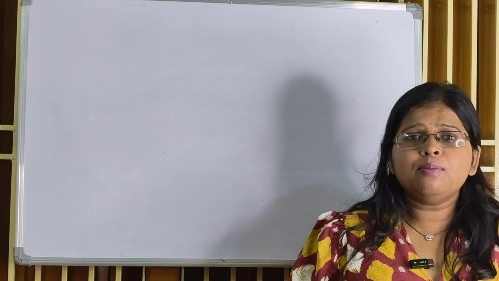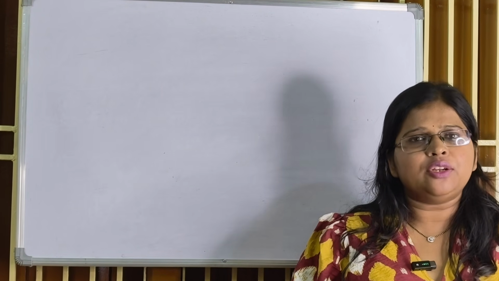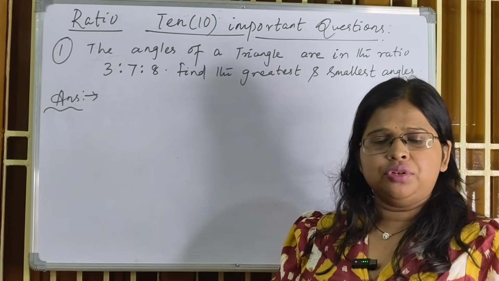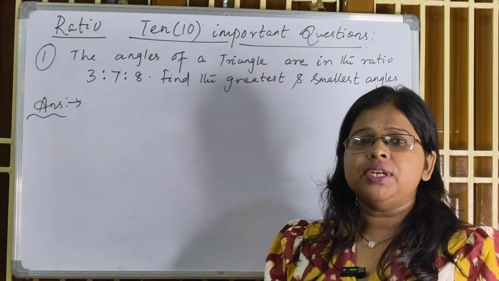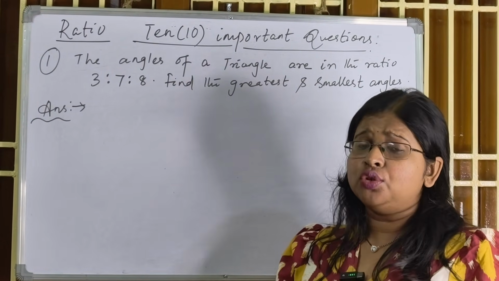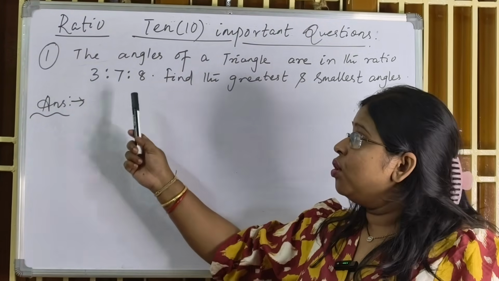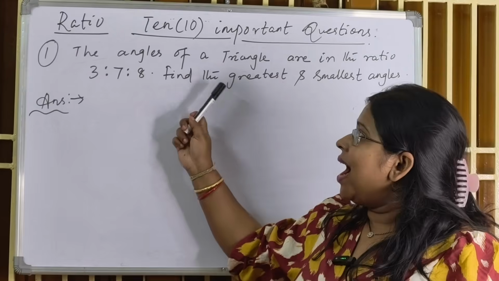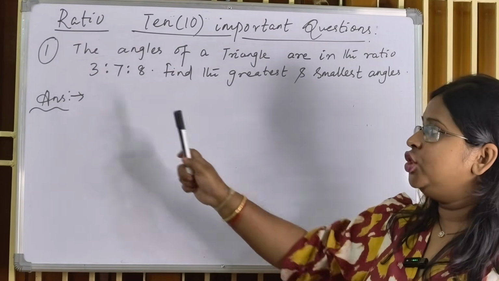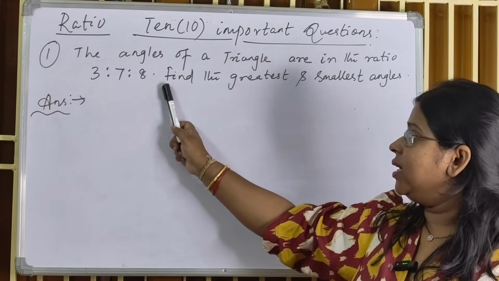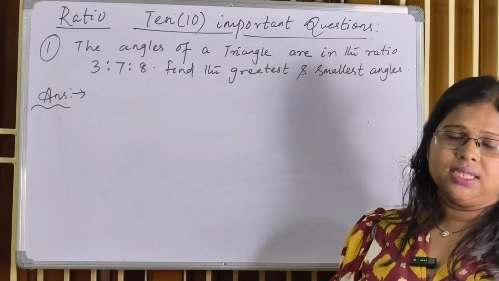So today we have brought for you 10 possible questions that you will come across. My dear students, I have already told you we are continuing the videos on the ratio chapter. So today we have brought for you 10 important questions. Here is the first question. The angles of a triangle are in the ratio 3:7:8. Find the greatest and smallest angle.